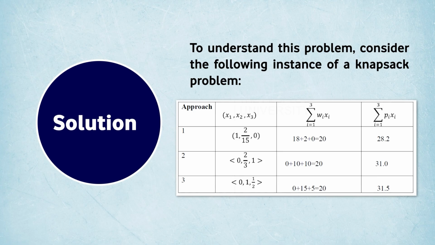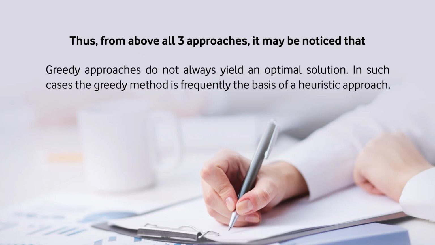So you see here the maximum profit that you will get is 31.5, which is gotten by the solution of the third approach. So the third approach is that if you use the profit by weight ratio, you will most probably be able to get the maximum profit in this particular case. Profit by weight ratio is the feasible solution in most cases. So greedy approaches do not always yield an optimal solution.